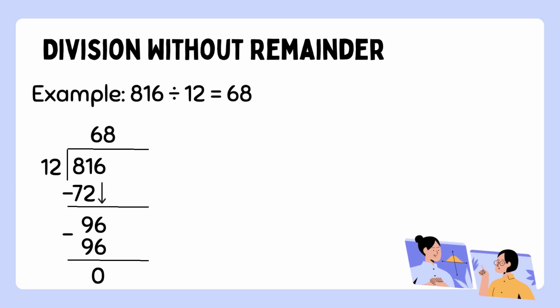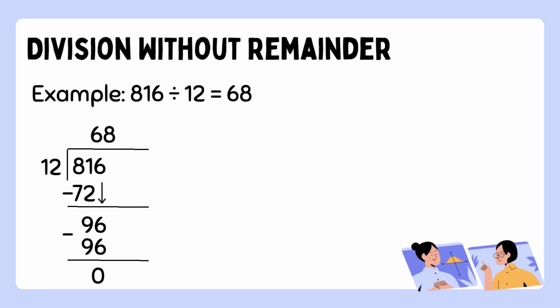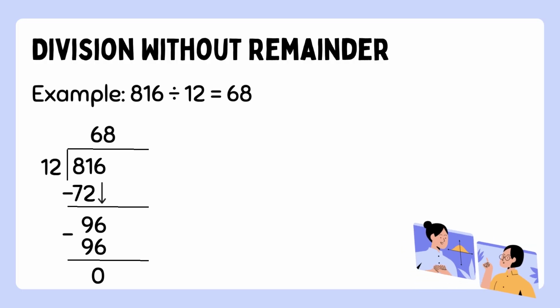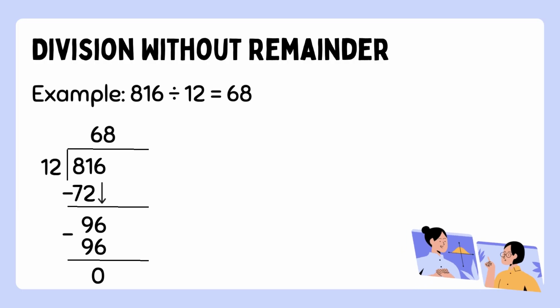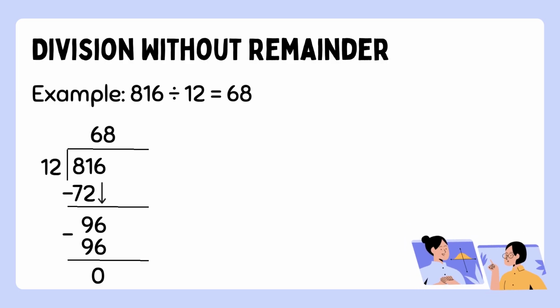Division finds how many times a number fits into another. Here, 12 fits into 816 exactly 68 times. Let's divide 816 by 12 using long division. We'll follow the steps: divide, multiply, subtract, bring down.